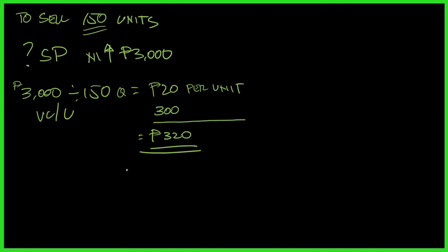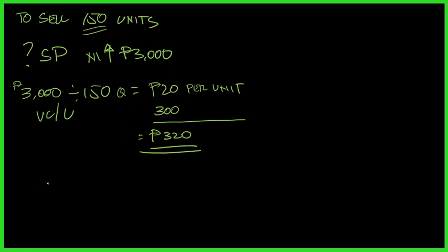O payag na ikaw, bilhin ko at 450 per unit. Oo na. Because 450 is more than 320. You need to sell that at least 320 so that your profit will increase by at least 3,000.